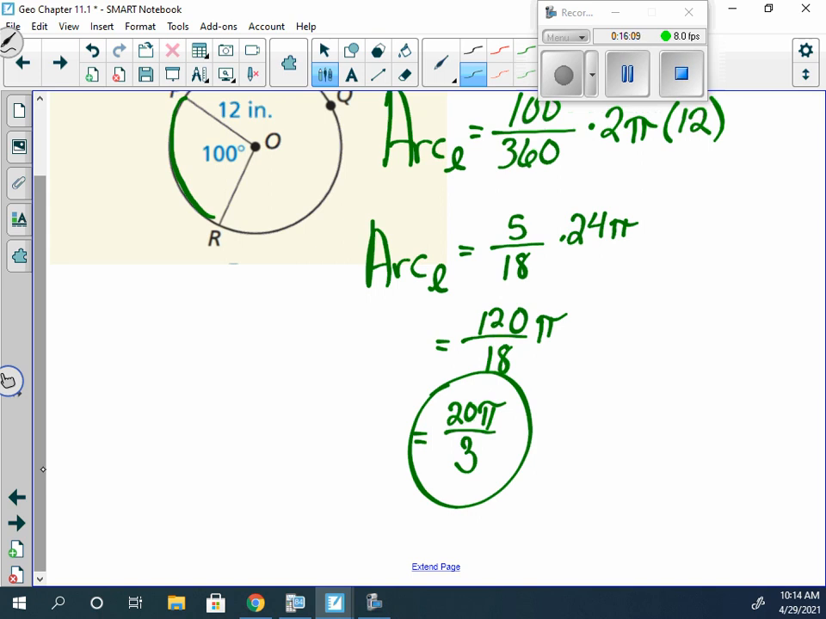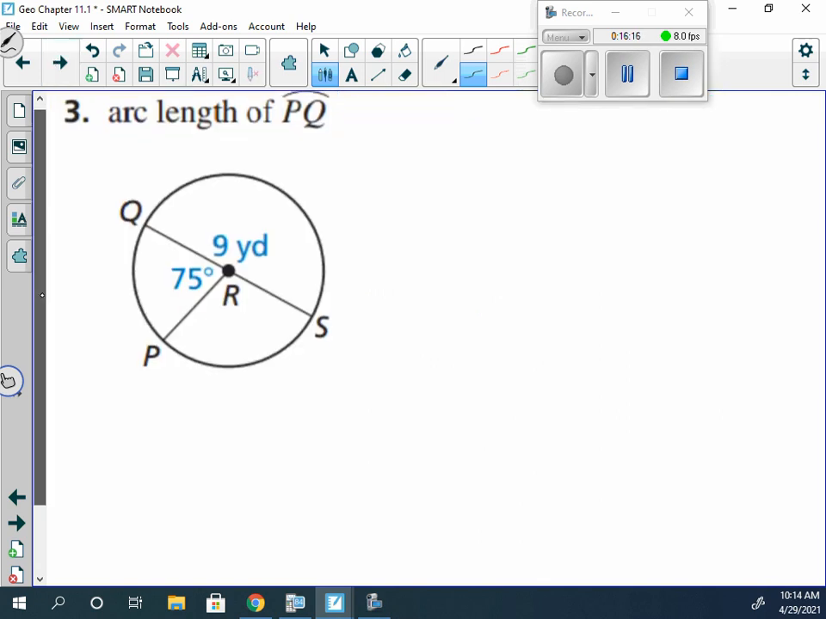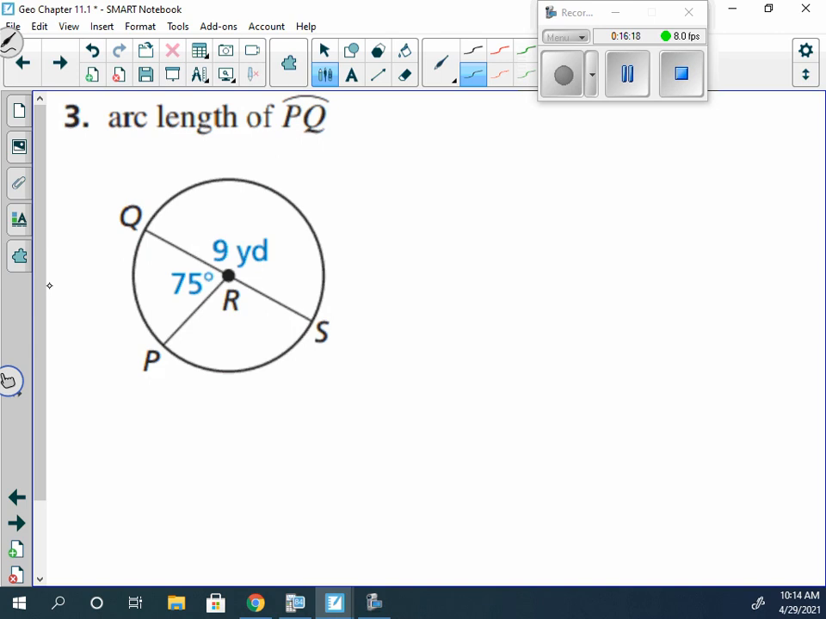Are you ready for the next one? So this time we want to find the arc length of PQ. We want to find this arc length here. So our arc length is equal to the measure of the arc over 360 times the circumference. So would we continue to use 2 pi r for this here?